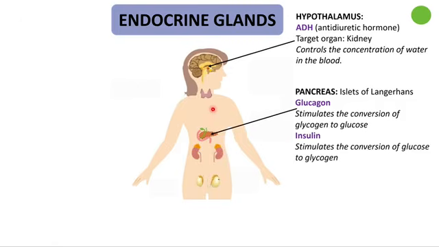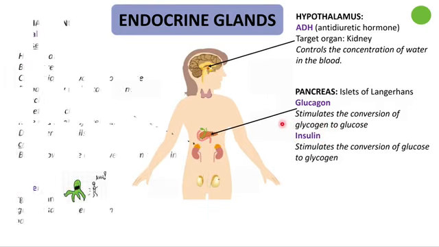The next one we have is the pancreas, and the pancreas is actually interesting because it's both an endocrine and an exocrine gland. So its exocrine function would be to secrete enzymes for digestion, but its endocrine function is the production of glucagon, which helps regulate blood glucose levels, and insulin, which helps regulate blood glucose levels.